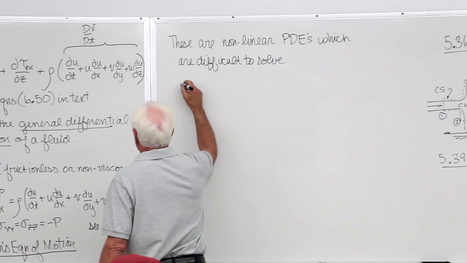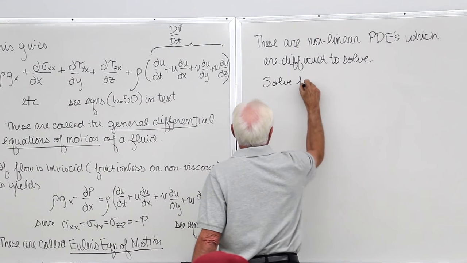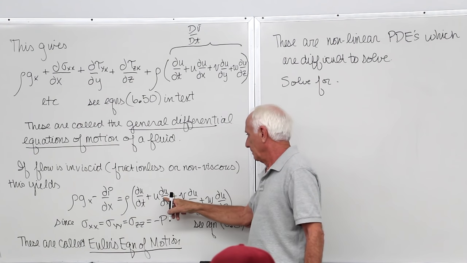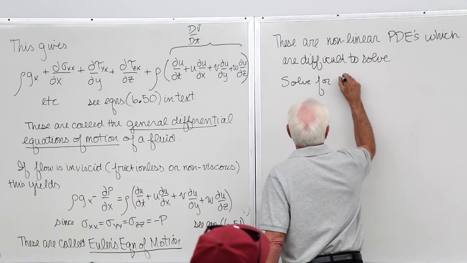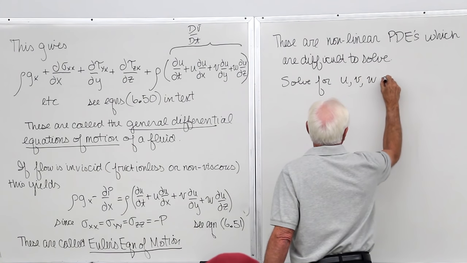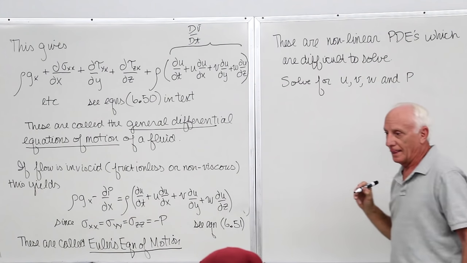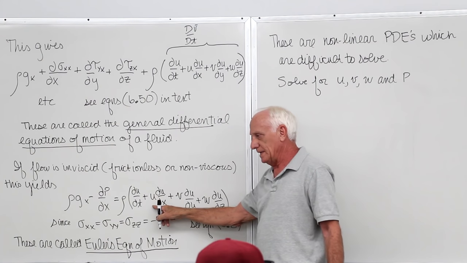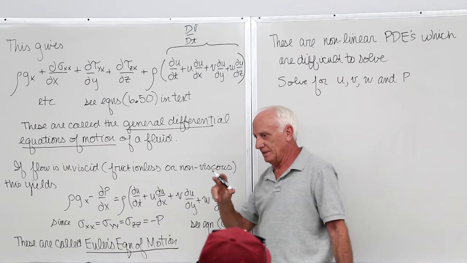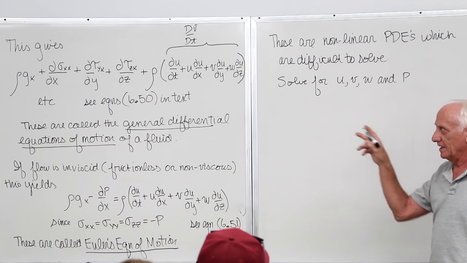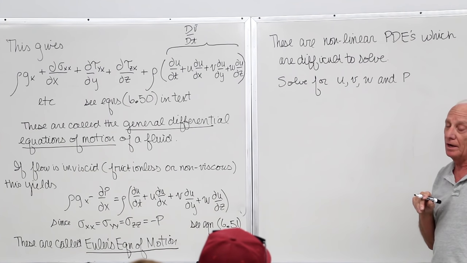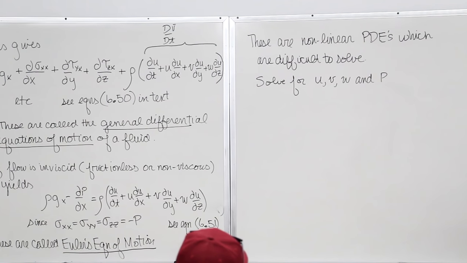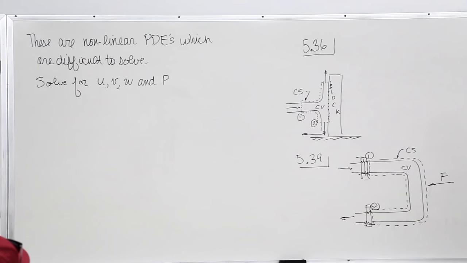By the way, when you solve these, look over here at what you've got. Pressure may not be known. Little u, little v, little w. You solve for little u, little v, little w, and pressure. How many Euler's equations of motion? One in the X, one in the Y, one in the Z, that's three. How many unknowns? Four. I need one more. Guess what we did in chapter six, first part of the chapter? Continuity, you got it. Continuity and the three Euler's: four equations, four unknowns. It might be difficult, but it could be solved.